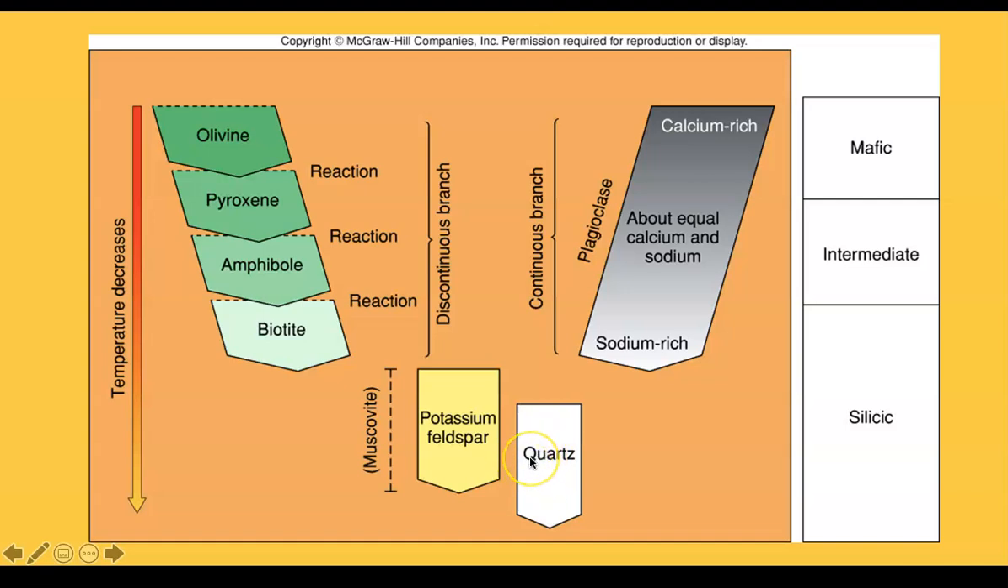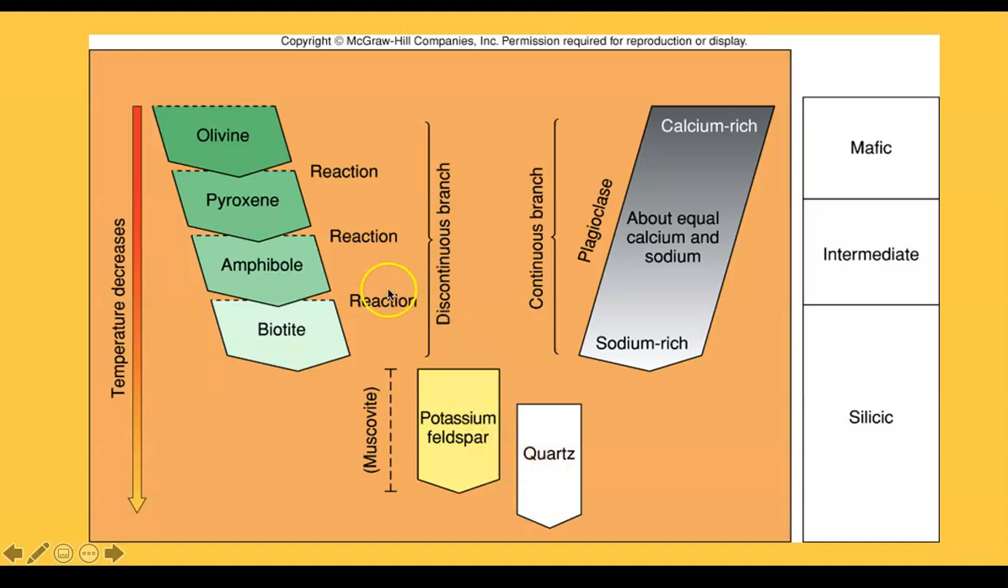And it's also worth noting, you all hopefully know what's in quartz, right? You only got two ingredients. It's the simplest of all your silicates. You got silicon and oxygen, the two most commonly occurring ingredients, and guess what? That's the last one to form.